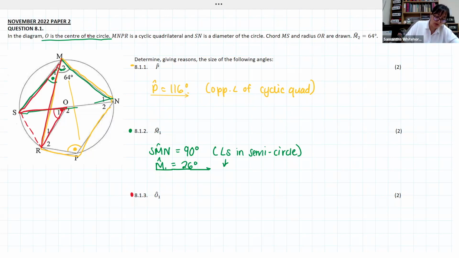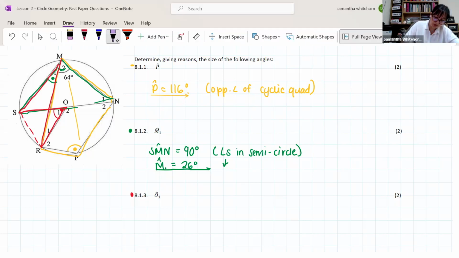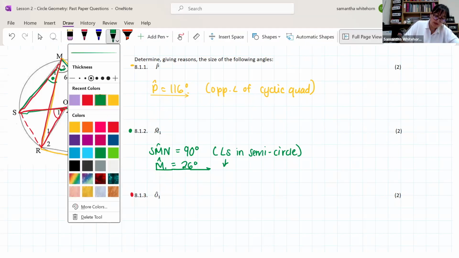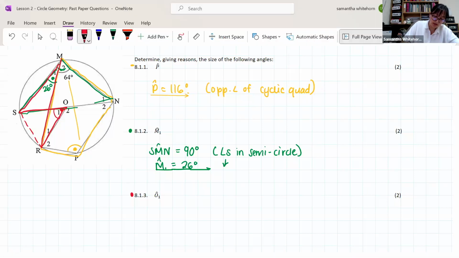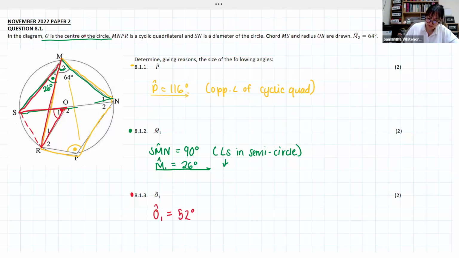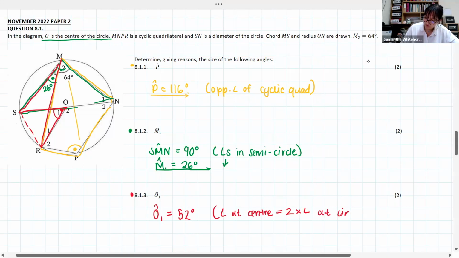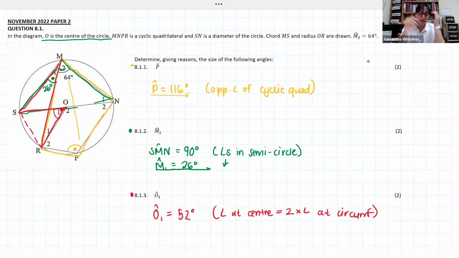Now, because we know the angle at the circumference, which we've just worked out to be 26 degrees, I know that the angle at the center is double that. So angle O1 is equal to 52 degrees because angle at center equals 2 times angle at circumference. And this was quite a hard one to see because it almost looks like angles in same segment, but because one angle's at the center and one angle's at the circumference, we need to be very, very careful.